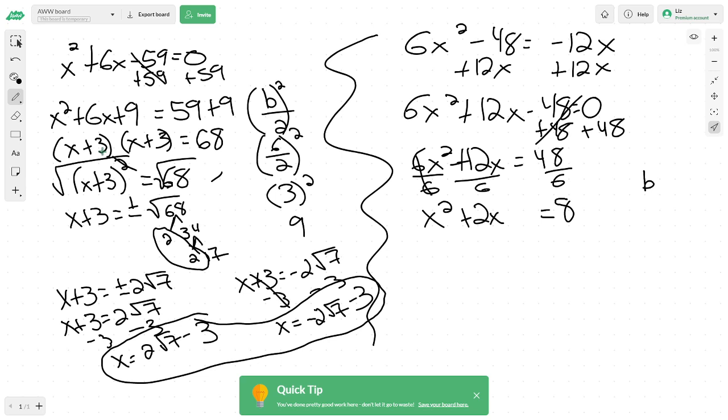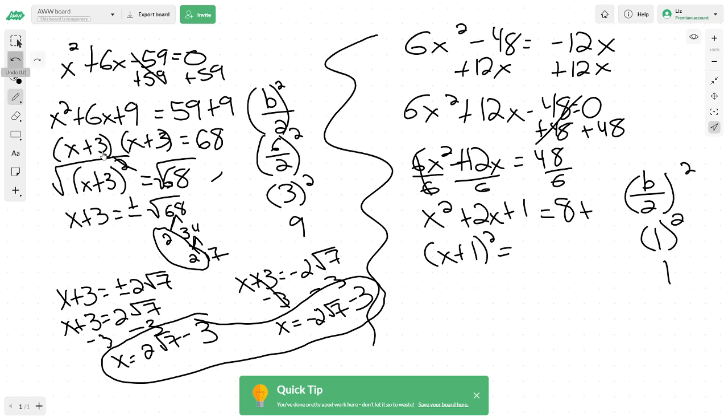Now I need to complete the square by doing the b over 2 squared. My b is 2, so I get 1 squared, which is just 1. So this is the same as x plus 1 squared. Remember to add, oops, got a little ahead of myself there. Add 1 to both sides.